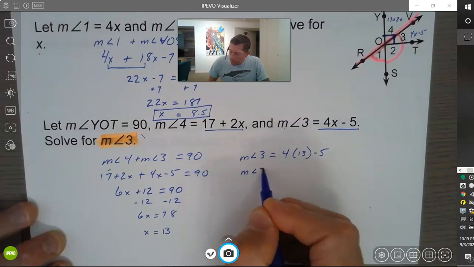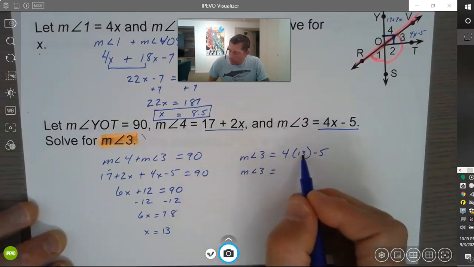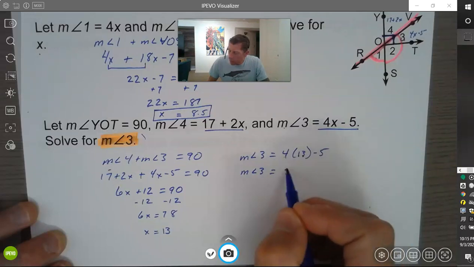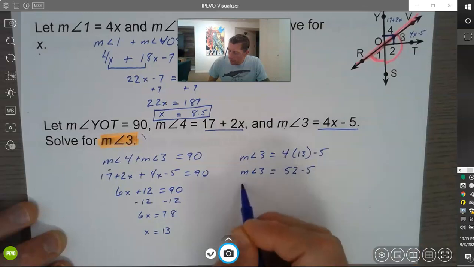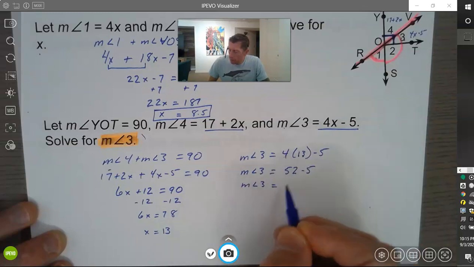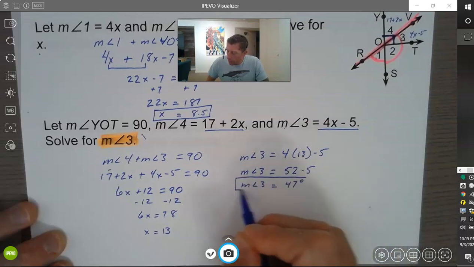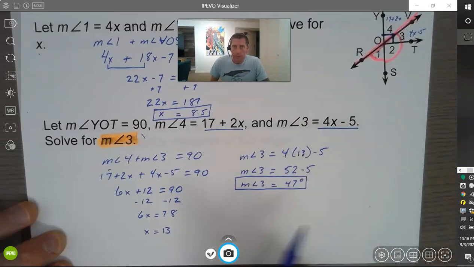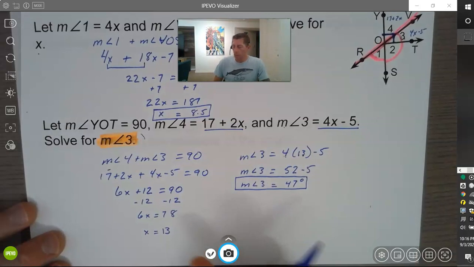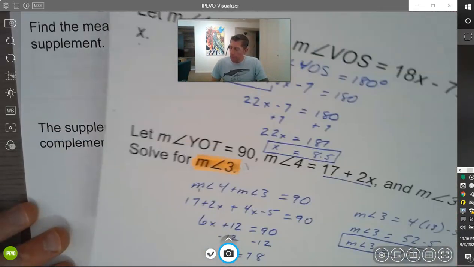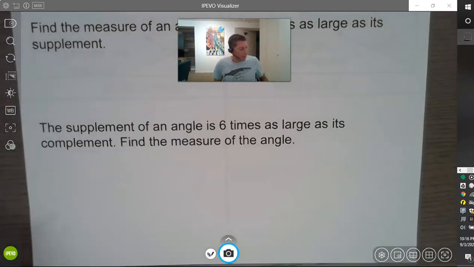The measure of angle 3 equals 4 times 13, which is 4 times 10, which is 40, plus 4 times 3, which is 12. So that's 52, minus 5. And the measure of angle 3 equals 47 degrees. Box my answer, and we're good. Okay, so that's complementary and supplementary angles.